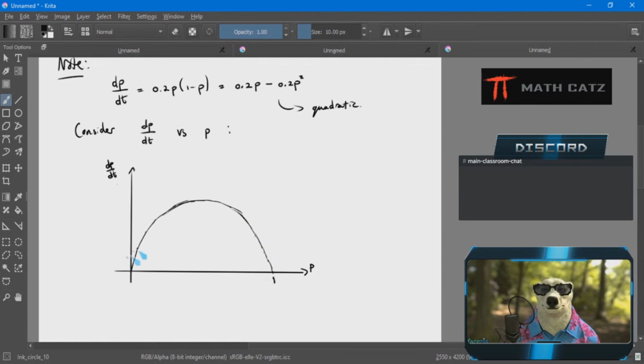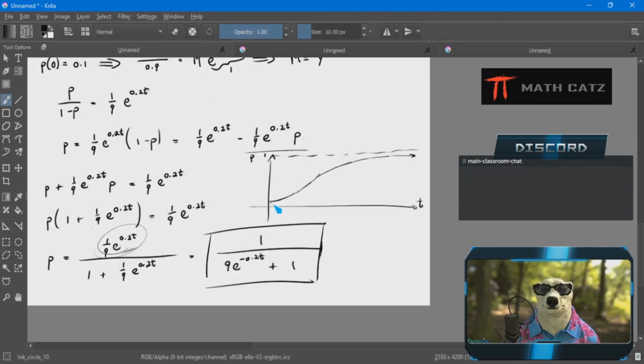1 over there. So as p increases from 0 to 1, which is going to happen with time passing in the background, the growth rate is going to increase and then the growth rate is going to decrease. You can see that in the graph, that the growth rate, which is still the slope of this graph, increases up to a point, the inflection point.